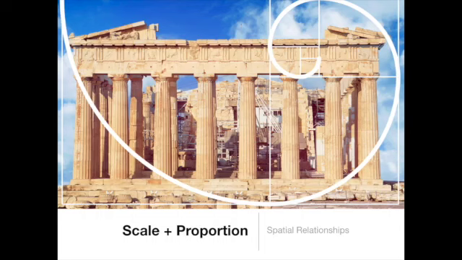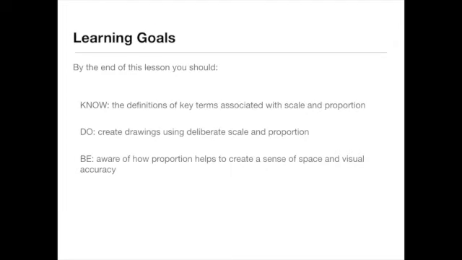So welcome back. Today we're going to be talking about two important principles of design that are interconnected, and that is scale and proportion. The reason that these are connected together is because they are both describing spatial relationships. As we delve in today, we're going to make sure that we understand how these two terms are similar but also a little bit different.